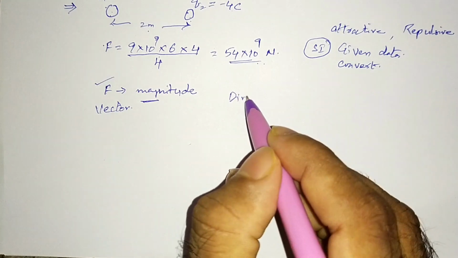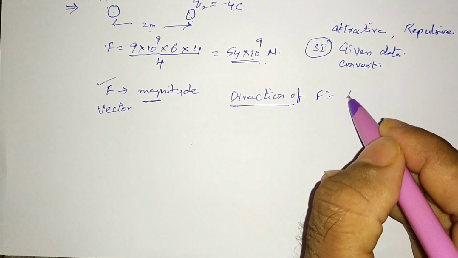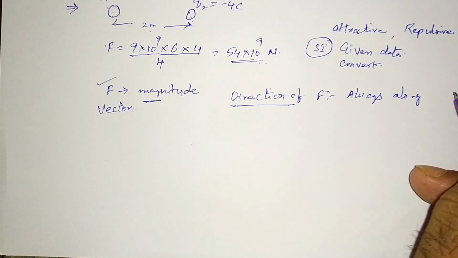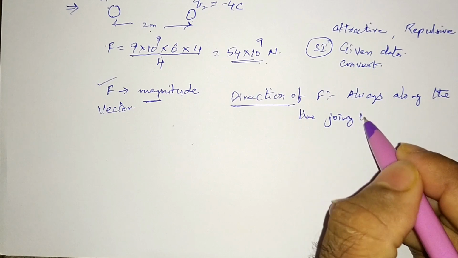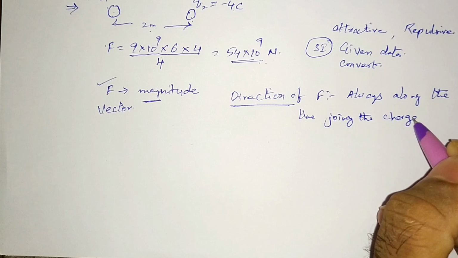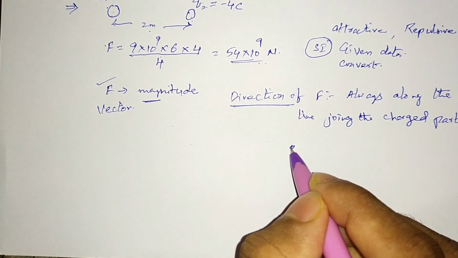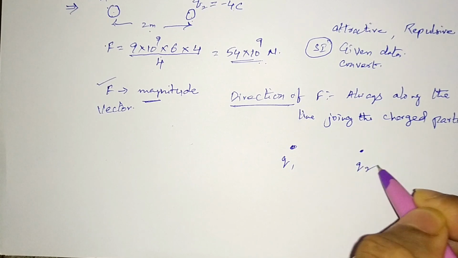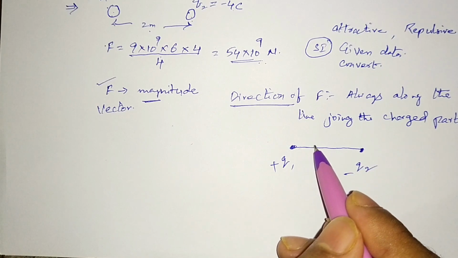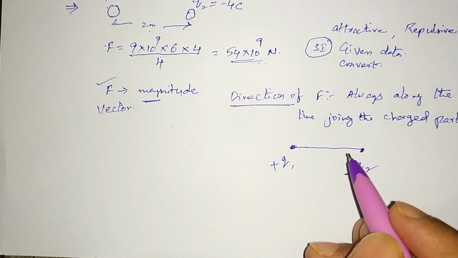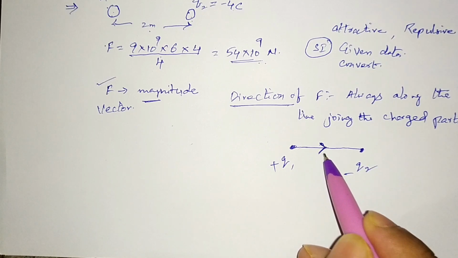The direction of this electrostatic force always lies along the line joining the charged particles. Means what? For example, let us see here, this is a charge q1 and this is another charge q2, positive in nature and negative in nature. So this is the line joining their centers. Then the force of attraction or repulsion, whatever it may be, in this case it is a force of attraction, is acting along the line joining the two charged particles. This is the direction of the electrostatic force.